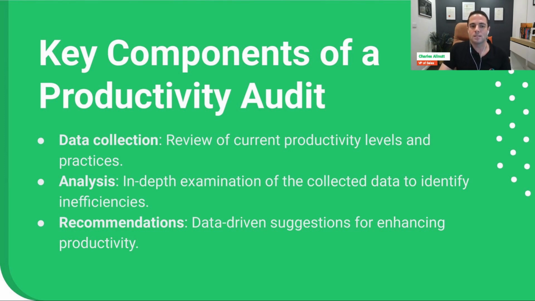A productivity audit consists of three components. One, data collection. Two, a thorough analysis of the data. And finally, data-driven recommendations for enhancing productivity. The first, data collection, involves scrutinizing productivity levels and practices within a company. This provides a baseline understanding of where the organization stands in terms of efficiency. The second component, analysis, entails a deep dive into the collected data to pinpoint areas of inefficiency and productivity gaps. This process aids in understanding the root causes of productivity issues. So it really is key that this second component is covered.